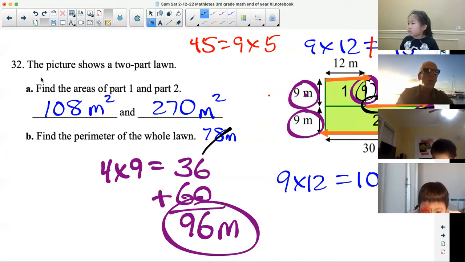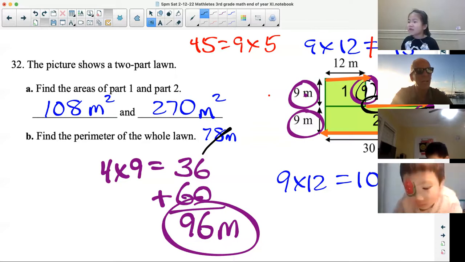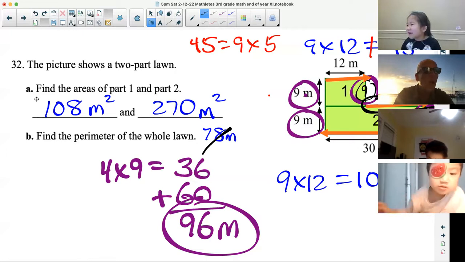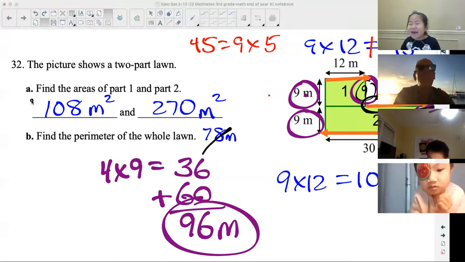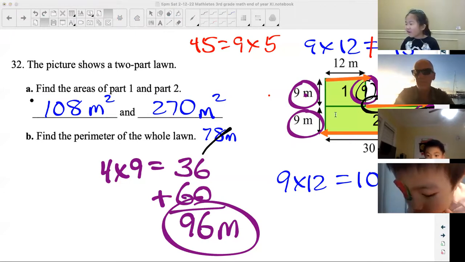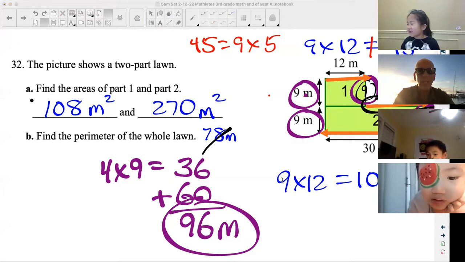Now, which one do you guys like better? Perimeter or area? What about you, Eleanor? Both. Wait, you like both? But do you have a favorite? No. I don't know if I have a favorite, but I do know that I love both of them too. It's really hard to make a decision.